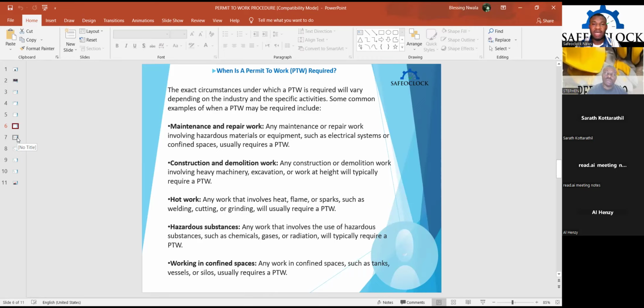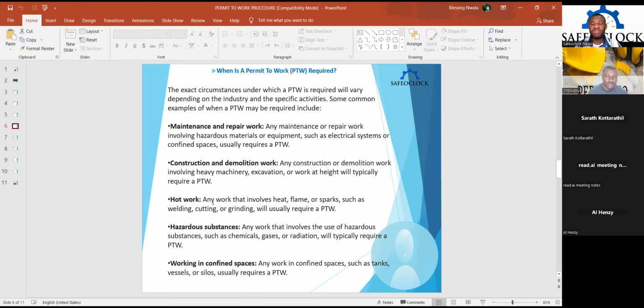These activities pose a very high risk, and using a permit to work to control the risk could add a significant control to it. So hot work as well. Hot work simply means those activities that involve flames, heat, and sparks, like welding and cutting. All those activities require a permit to work to control. Then other hazardous activities involving radiation, use of chemicals and hazardous substances also require a permit to work.